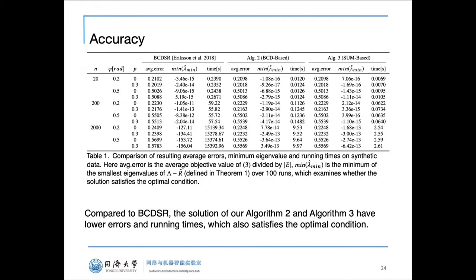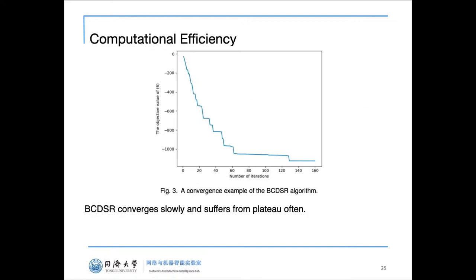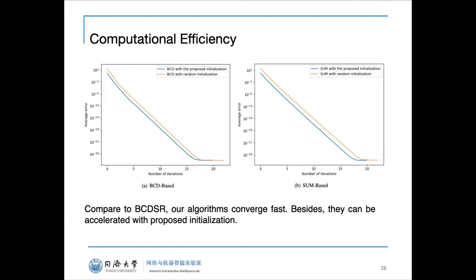In table 1, we compare our methods with BCDSR. The solutions of our algorithm 2 and algorithm 3 have lower errors and running times, which also satisfy the optimality condition. BCDSR converges slowly and often suffers from plateaus. Compared to BCDSR, our algorithms converge fast. Besides, they can be accelerated with the proposed initialization.